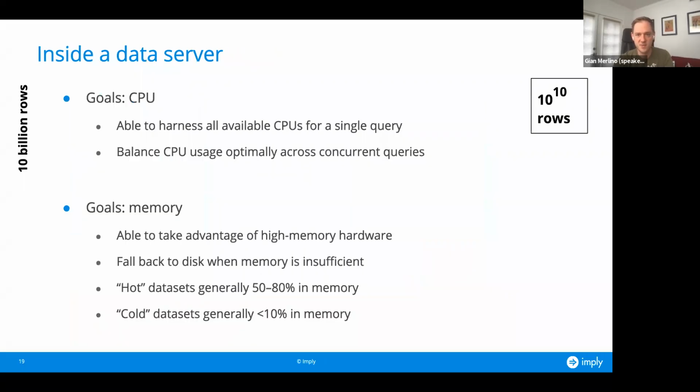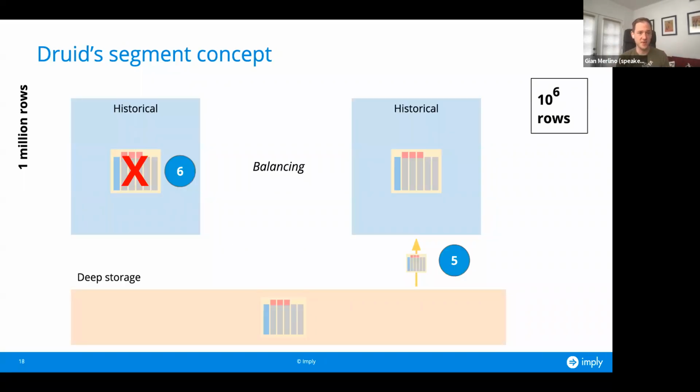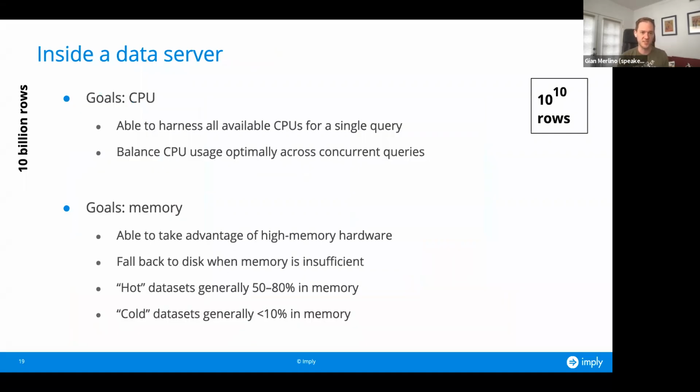Okay, so now I want to zoom out one level and look at what's happening in a data server. So we're not looking at one segment anymore. We're now looking at a whole data server. A data server could have thousands of segments on it. It could have tens of thousands of segments. There's generally going to be many more segments than data servers because they are kind of flying around in this balancing way. And so a data server is at about a 10 to the 10 row size, so about 10 billion rows per data server.